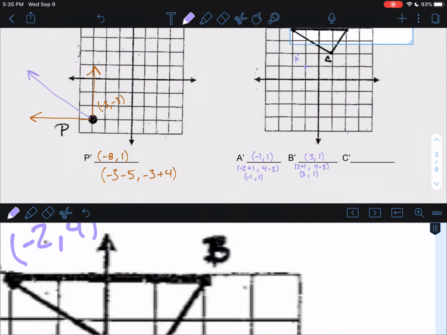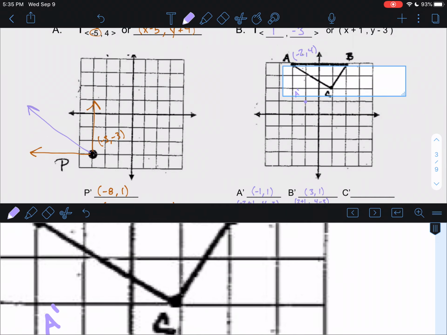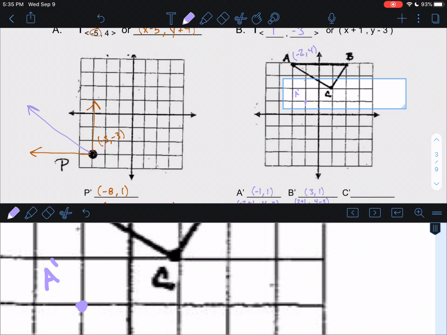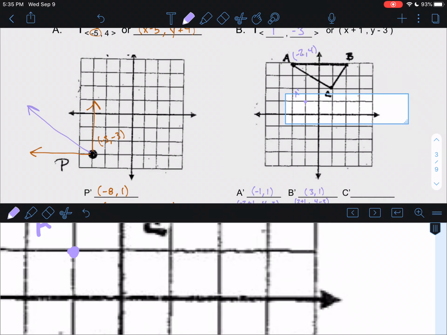So at 3, 1, I have a point. So yeah, 3, 1 right there. And I will label it B prime.